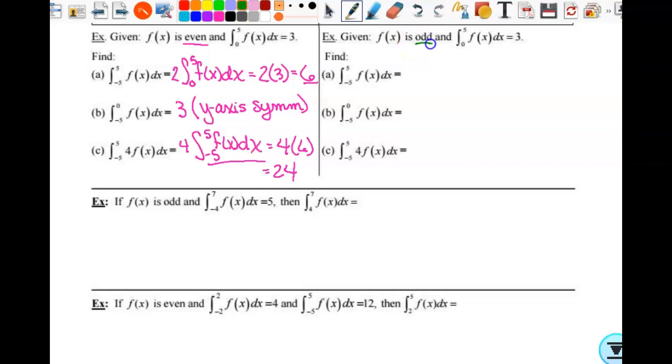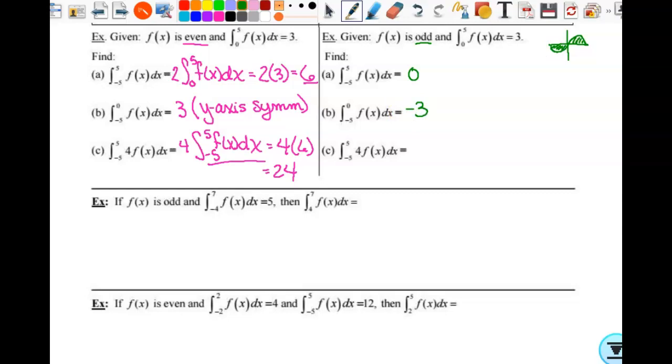All right, so this is odd, which means it has origin symmetry, which means it's going to cancel out, right? And so if I'm going from 0 to 5, and I know that this is 3, if I'm going to go from negative 5 to 5, what's it going to be? 0. What would it be from negative 5 to 0? Negative 3. So we don't know what this function looks like, but you can think about sine just to be like your generic odd function to think about it. If this is 3, then this is going to be negative 3. Does that make sense? Okay.